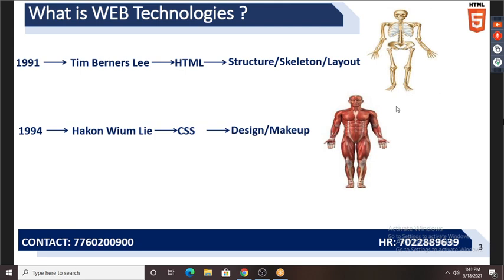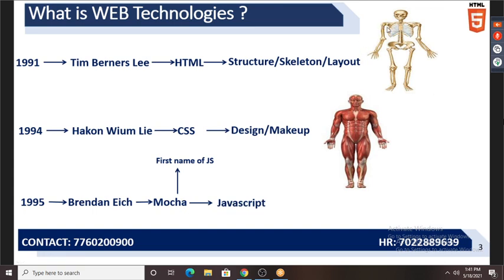So what happened? In the year 1995, Brendan Eich, what is his name? Brendan Eich, he introduced something called Mocha. What is Mocha? Sir, it is the first name of JavaScript, sir. What is Mocha, guys? It's the first name of JavaScript. Later they renamed Mocha as JavaScript.